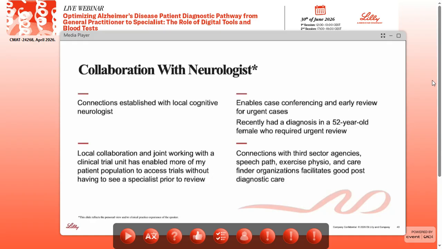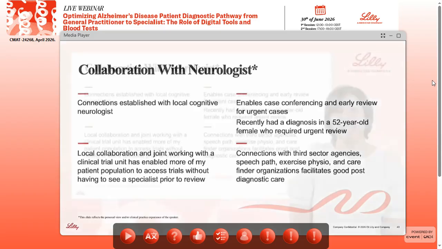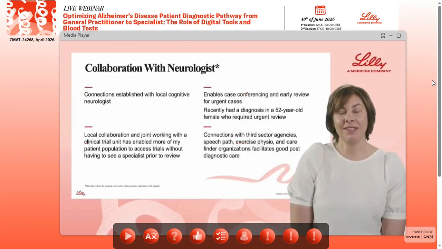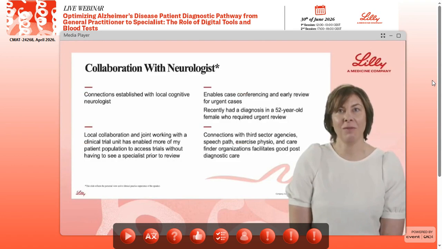This has enabled me to have a more streamlined access to referrals that are urgent, which is really valuable for me and my patients. I've also spent quite a lot of time understanding what the community looks like, what are the other supports available for people, because we have to recognise that even once someone has seen a specialist, there's so much more that needs to be done to support that person with their diagnosis. But I think this collaboration and connection with other parts of the system is something that's only going to enhance patient care and needs to be done as a matter of course.